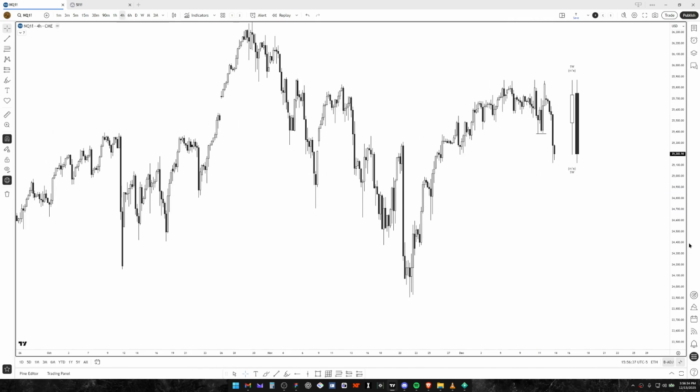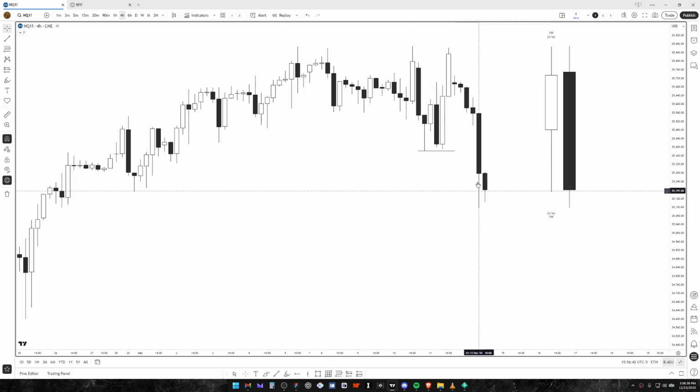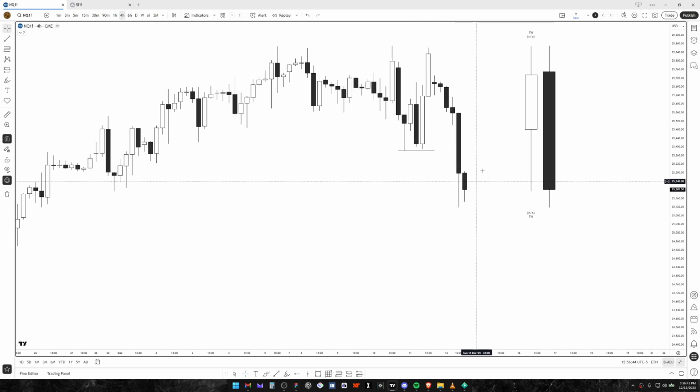I mean, Q1. Oh, you mean the four? This is the 4 hour. This is not even a swing point yet. We need more confirmation for swing points. This is not a swing point yet.